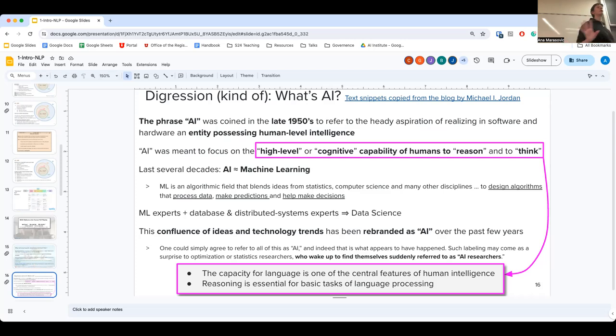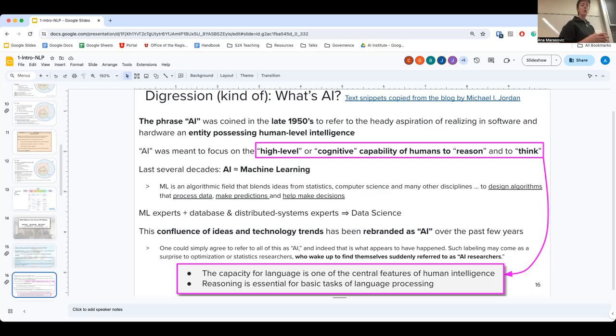And then we started to refer to everything as AI. Amazon's business model is AI. This heady aspiration to define, to produce human-like intelligence was AI. Everything became AI. So this confluence of ideas and the technology trends was rebranded as AI. And I love Michael's snippet here where he says, one could simply agree to refer to all of this as AI. And indeed, that's what appears to have happened.